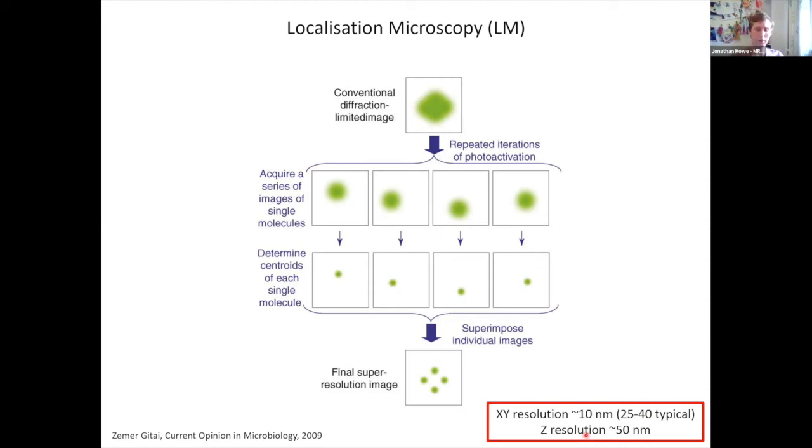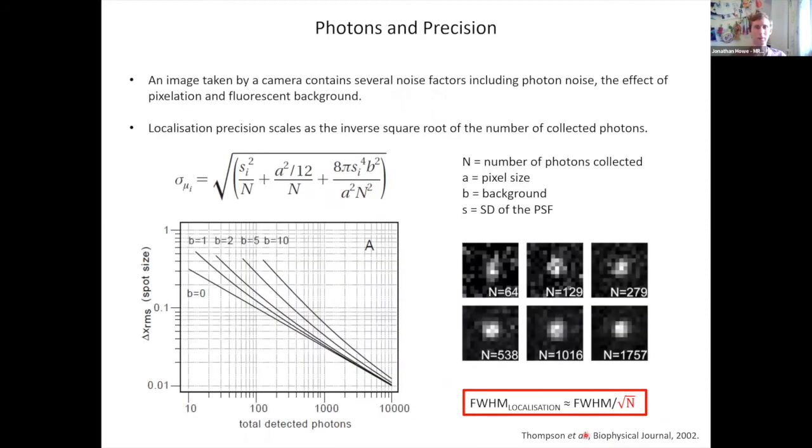So what defines your localization precision? Well, the answer essentially is photons. So the more photons, the better. So this equation here shows you the localization precision, and it contains 3 terms, and these are uncertainty terms. They're noise factors. The first one is the photon noise, the second one is the effect of pixelation, and the third one is the effect of the fluorescent background.